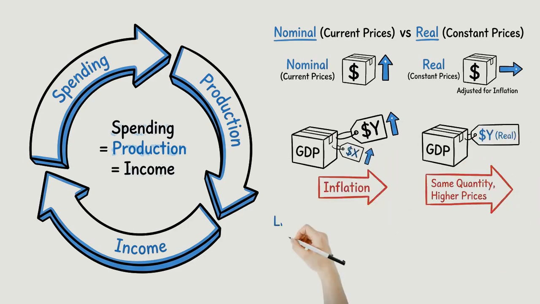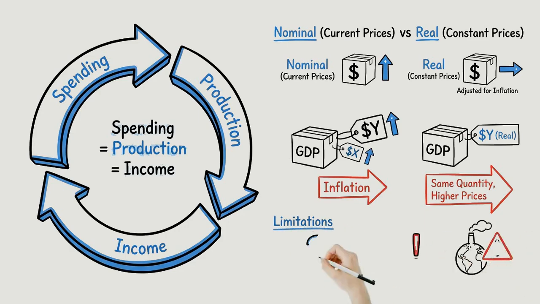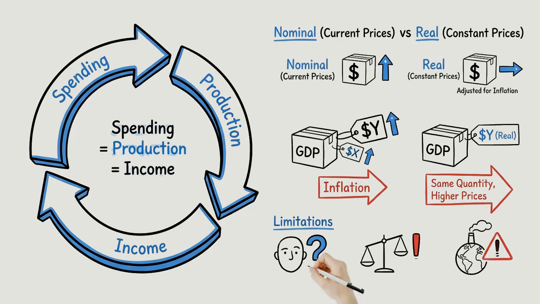In short, GDP tells us how much an economy produces, how fast it is growing, and how large it is. It's powerful, but it's not everything. It measures production, not happiness, inequality, or environmental damage.